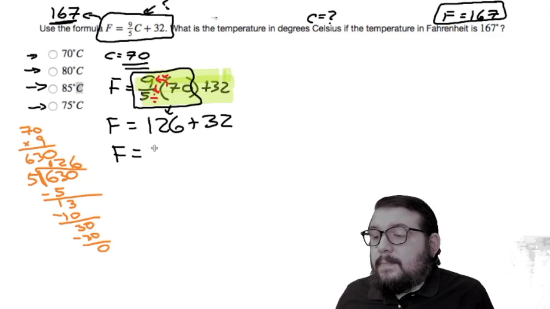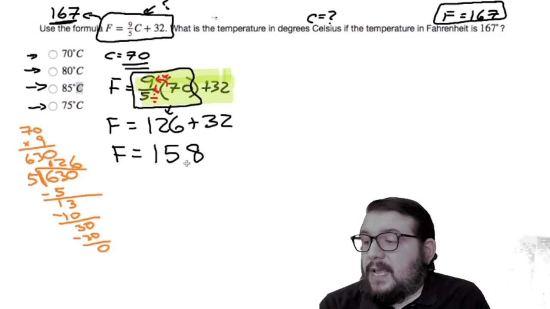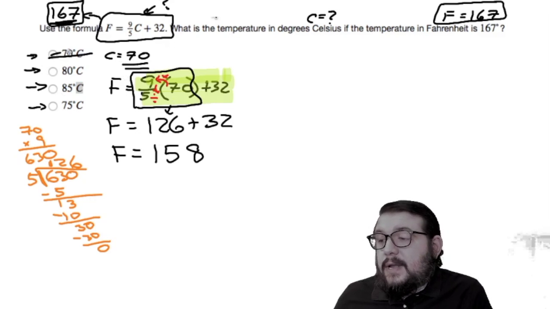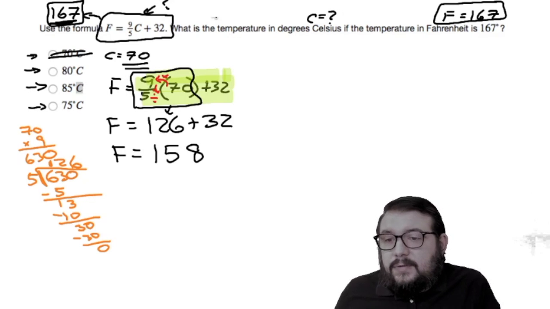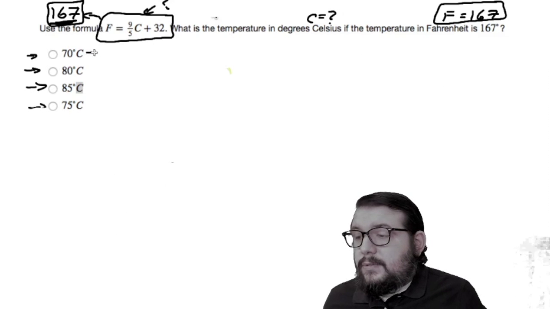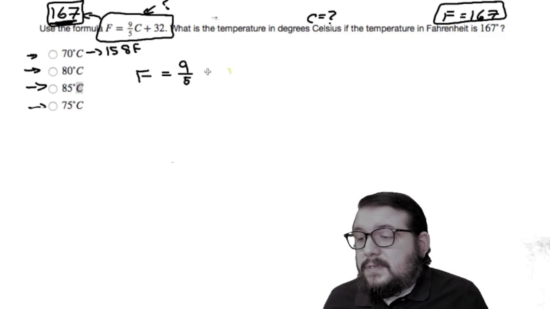Now I add these up. 158. I'm looking for an output, 167. So this is no good. So at least now I know one of the answers is wrong. I have to do it again. What I like to do is remind myself. I just got 158, so let me put here a little note saying 158. So let's try this again.